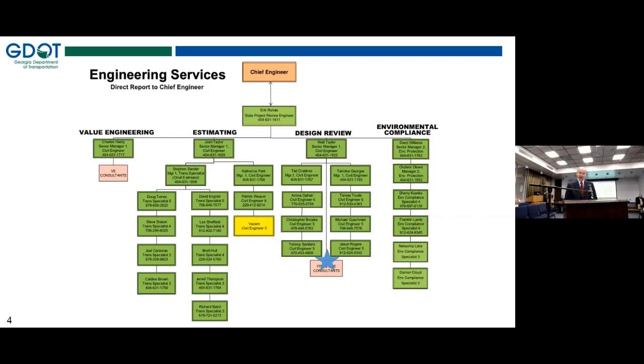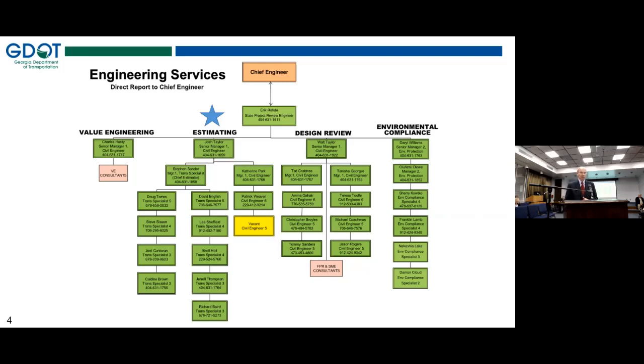The next area to the right, far right, is our environmental compliance section. They perform independent inspections for permit compliance on our active GDOT construction projects. They're also a direct source for the district construction offices regarding permit issues, and specifically that's usually involving erosion control measures. And then finally, which really connects to my main topics today, is our estimating section.